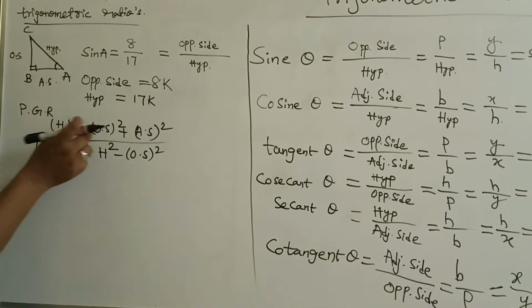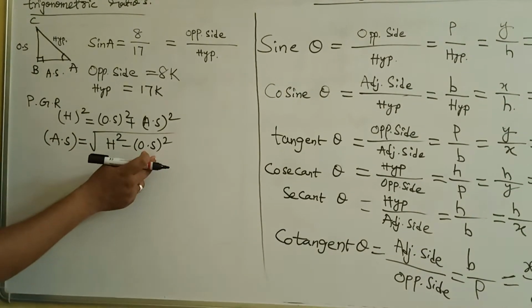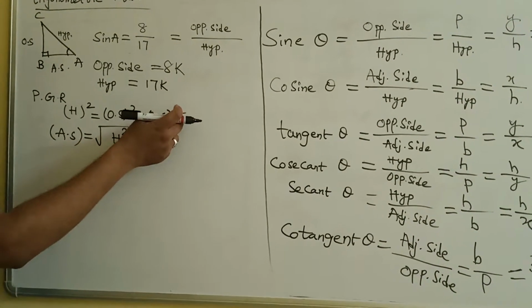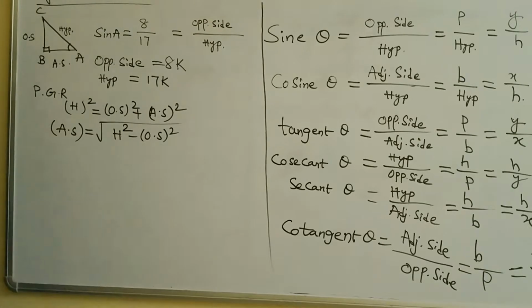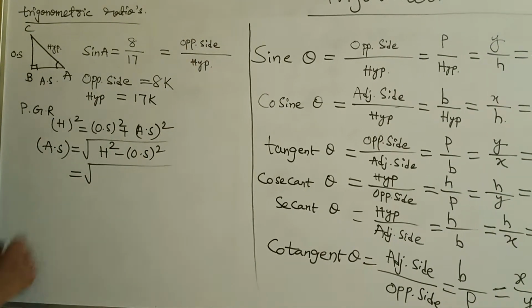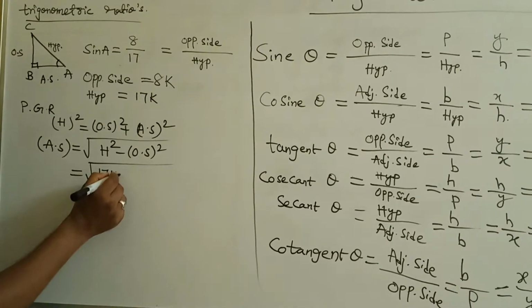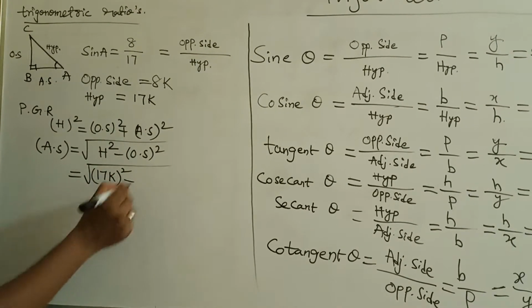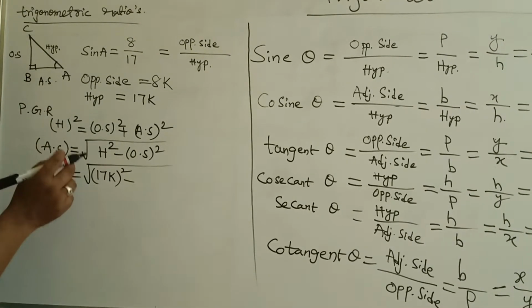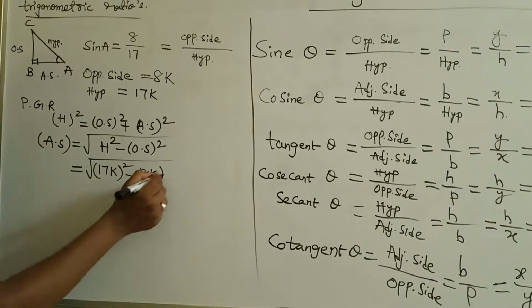How is it? Here plus opposite side square is there, go to that side, minus opposite side square, and here square is there, go to that side, square root you are going to get. Okay. So now, what is your hypotenuse square here? 17k. So write here 17k whole square minus, what is your opposite side here? 8k. So write here 8k whole square.